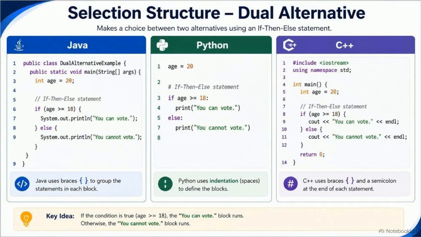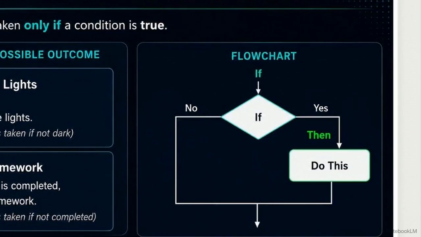In code, this splits the logic into 2 blocks. If the age is 18 or older, the program runs the voting approval block. If not, it drops to the else block to run the denial message.